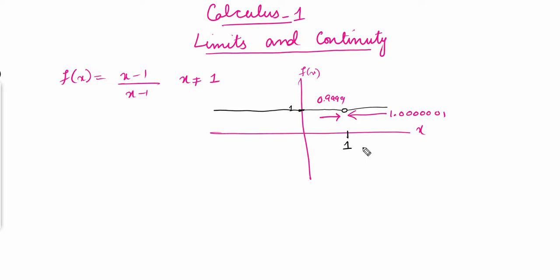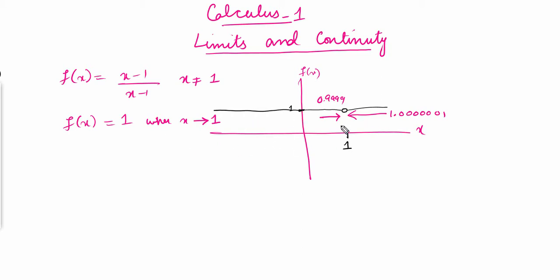So that's why we will say that the limit for this function does not exist at 1, but the value of the function f of x is equal to 1 when x approaches 1. X approaches 1 means it could be 0.999 or 1.00001. If you approach it from the left side, it will be 0.999. If you approach it from the right side, it will be 1.001.